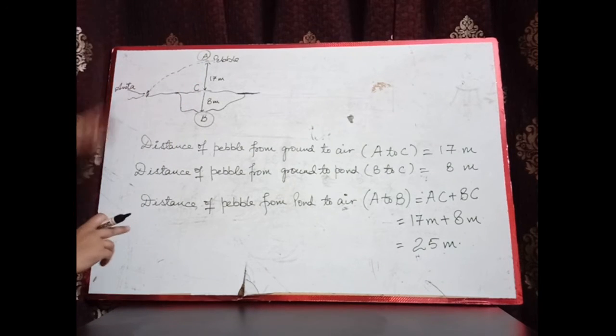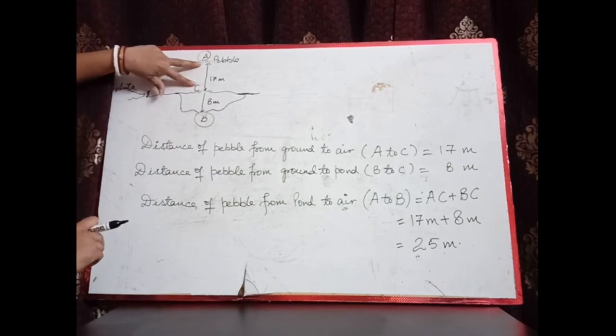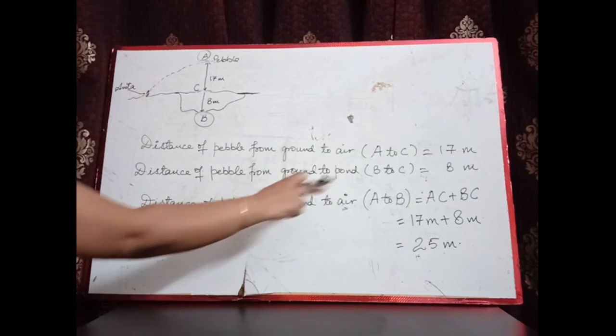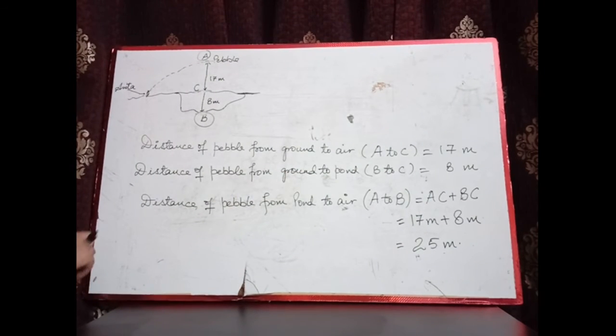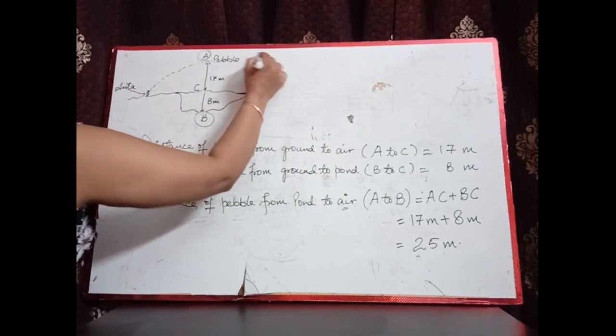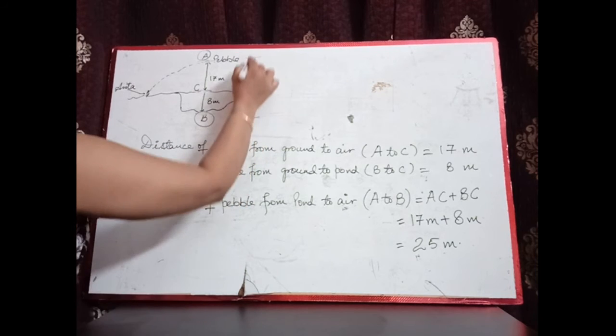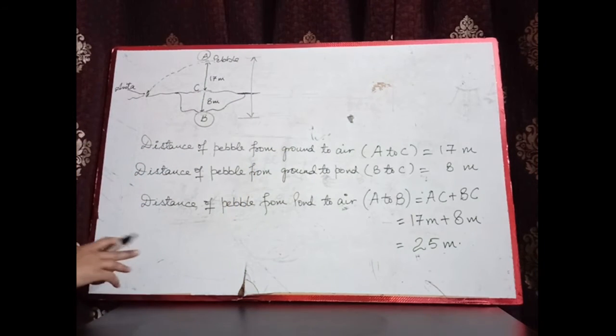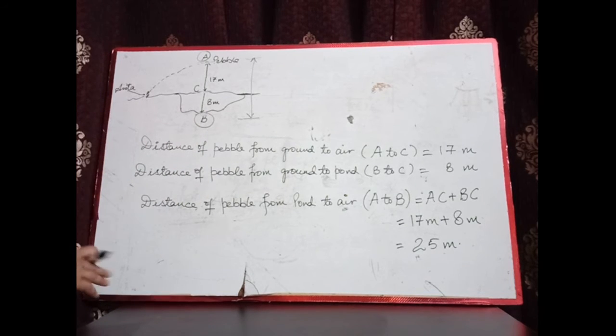So we will say AB is equal to AC plus BC. That means 17 plus 8 is equal to 25 meters. This is the distance of the pebble from the air to the level of the pond. So this is the way we can find the distance between these points.